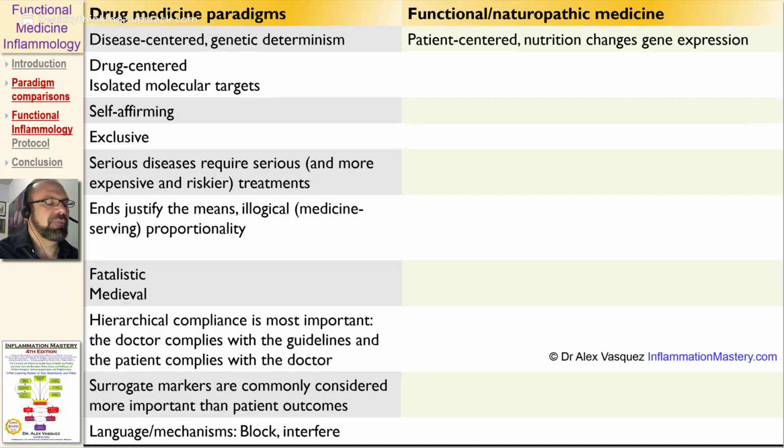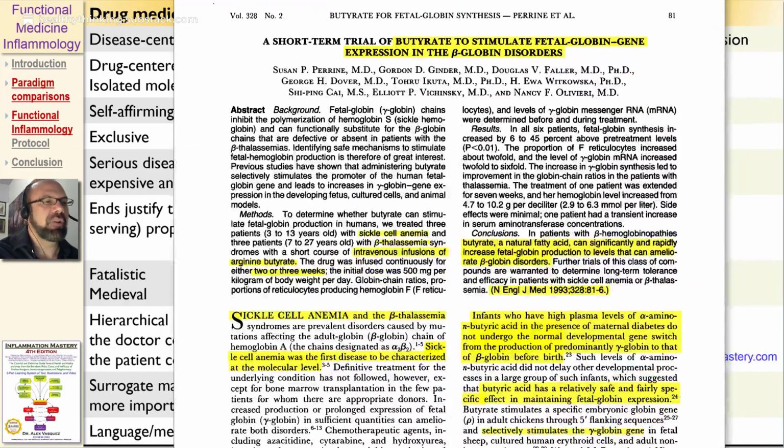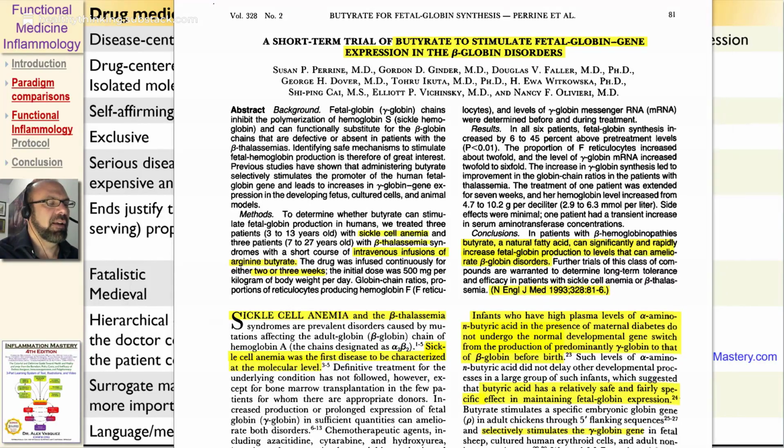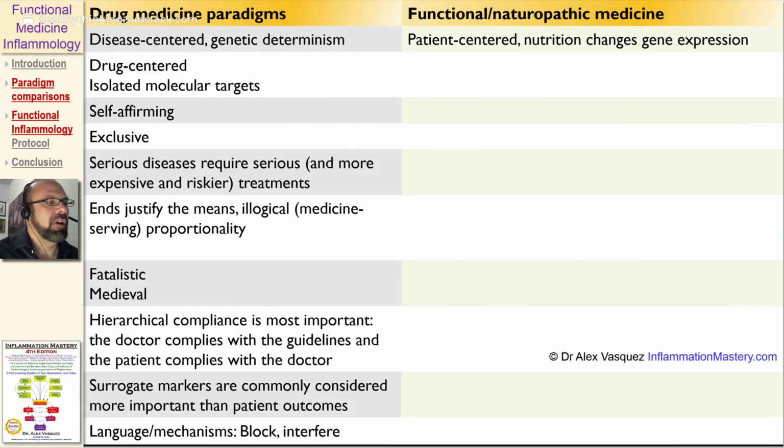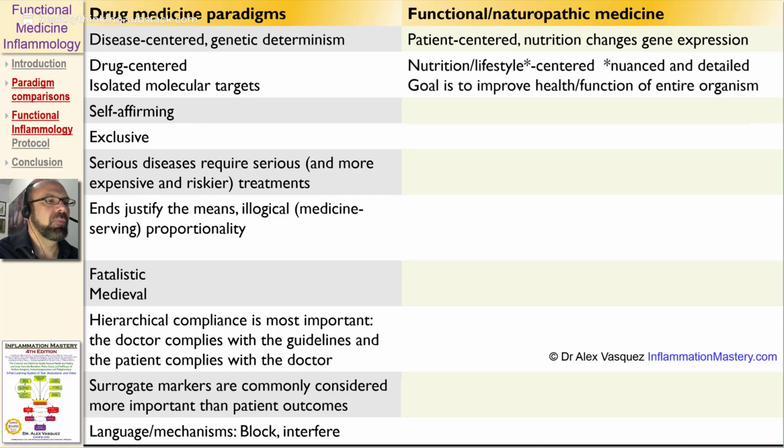And I already made brief mention of the condition sickle cell anemia, which we all know is a genetic disease, but with skilled nutritional intervention, we can change gene expression with the clinical use of selected nutritional supplements. Whereas drug-based medicine, or so-called standardized, so-called conventional medicine, is drug-centered and focuses on isolated molecular targets, functional and naturopathic medicine are both nutrition and lifestyle centered for their interventions. Very nuanced and detailed, and the goal is to improve health and function of the entire organism, not simply impact isolated molecular targets and pathologized pathways.